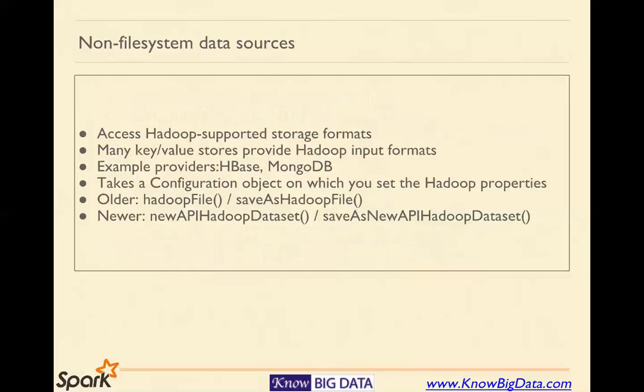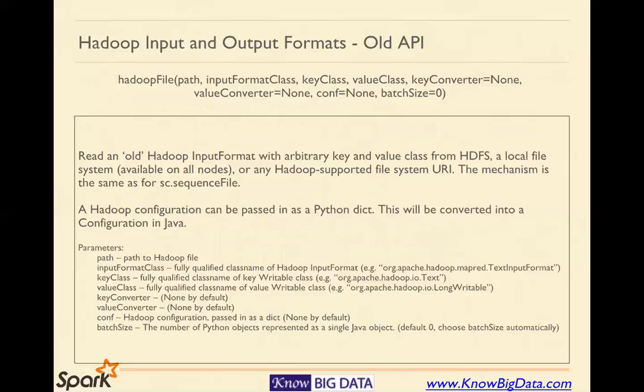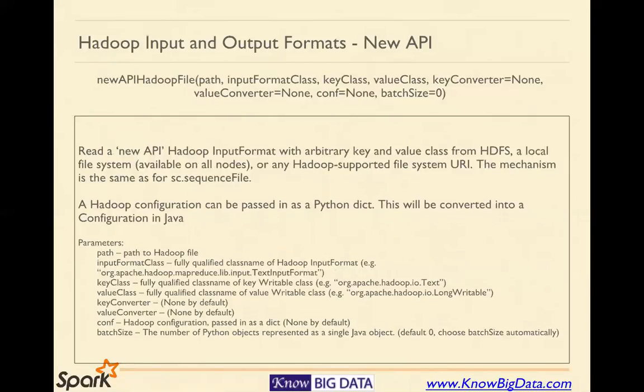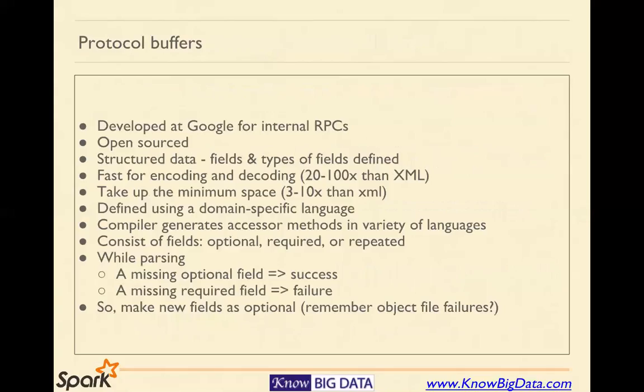I'm going to skip the Python way. There are many other data store providers like HBase and MongoDB that provide input formats. You can use those formats for loading data from their place. You can use the Hadoop file or new Hadoop API file to read data from Hadoop supported URLs. By default, if you're running on the cluster, it assumes that you're trying to access Hadoop files.